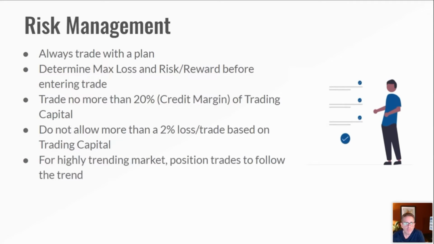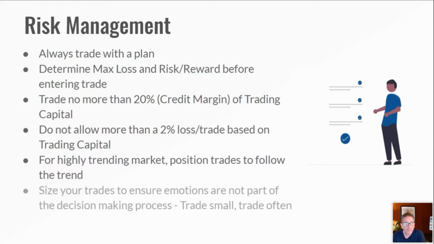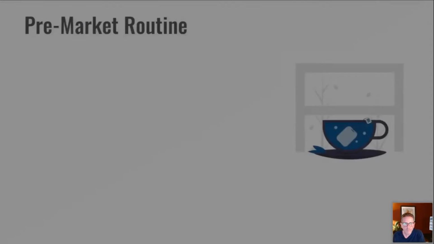Okay, for highly trending markets, position your trades to follow the trend, right? That makes sense. And again, it doesn't always happen, but if you look at the technicals, you can see where the market's going most of the time, and then place those trades based on that trend. All right, size your trades to ensure emotions are not part of the decision-making process. Especially if you have a smaller account, you want to make sure that you're not trading big based on your account size, because the emotional state of you will make decisions not based on your trade plan, but based on emotions. And that's what you don't want to do.